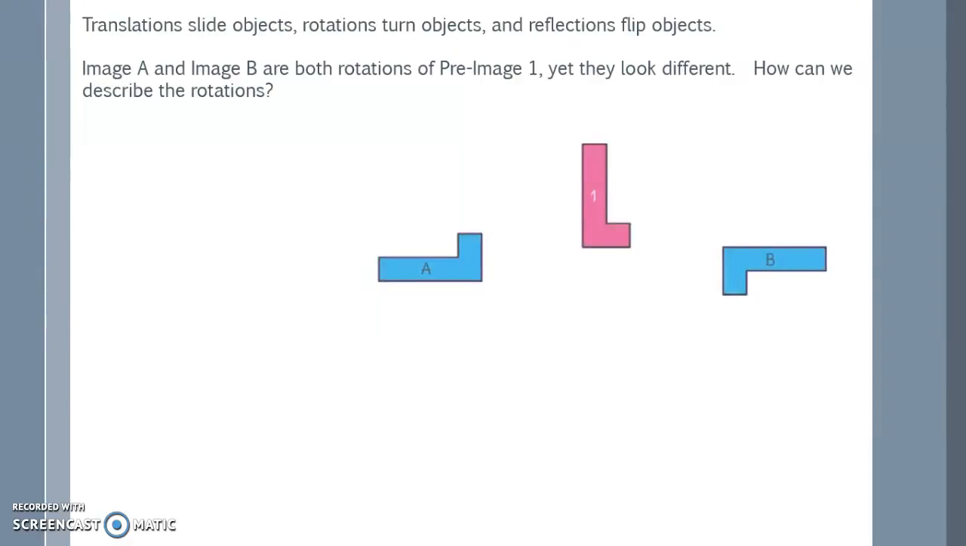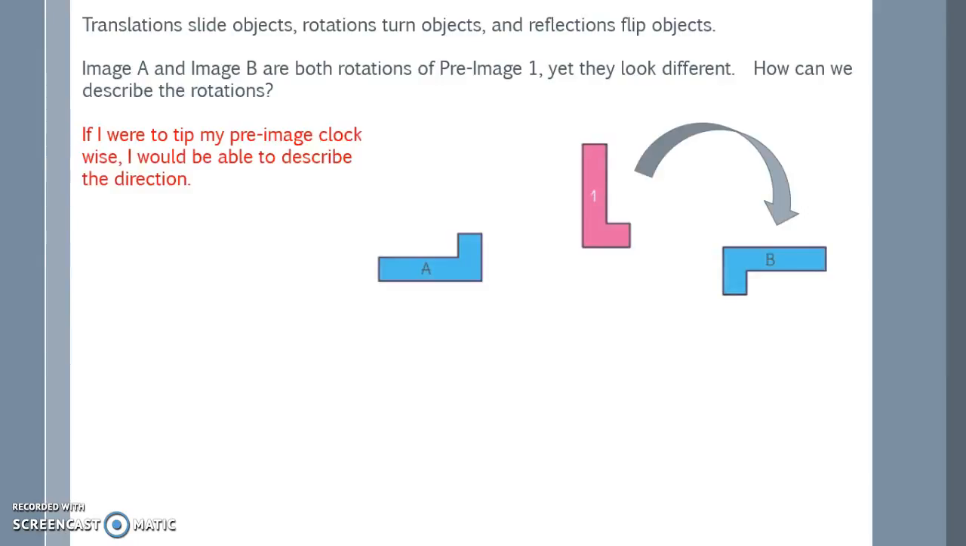Translations slide objects, rotations turn objects, and reflections flip objects. Image A and image B are both rotations of the pre-image 1, yet they look different. How can we describe the rotations? Let's start with going from the pre-image 1 to image B.